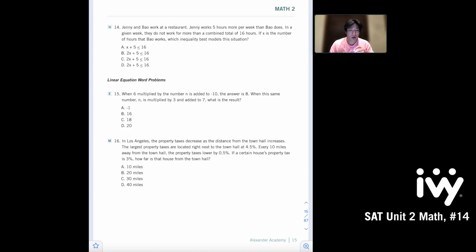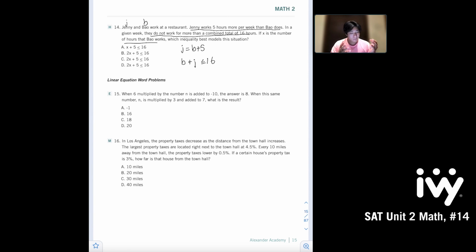So let's go ahead and start by calling the number of hours Jenny works J and the number of hours that Bao works B. So let's translate this first sentence first. Jenny works 5 hours more per week than Bao does. So that means that J should be equal to B plus 5. So Jenny works 5 more hours than Bao does. Now, this sentence here, they do not work for more than a combined total of 16 hours. That means B plus J should be less than or equal to 16. Now, since we're looking for the number of hours that Bao works, which they call X, we call B, we'll switch it in a sec.